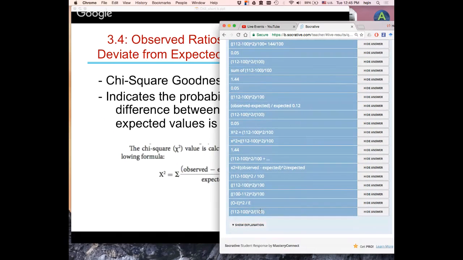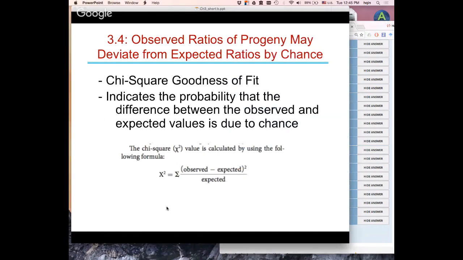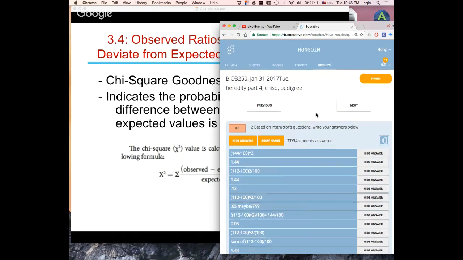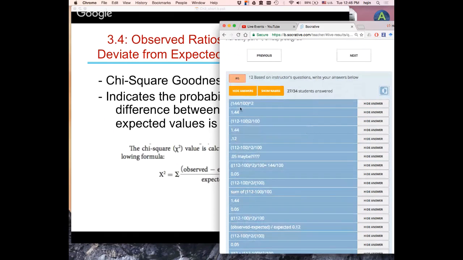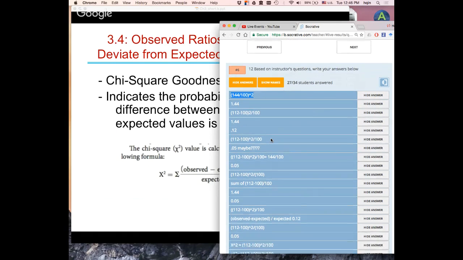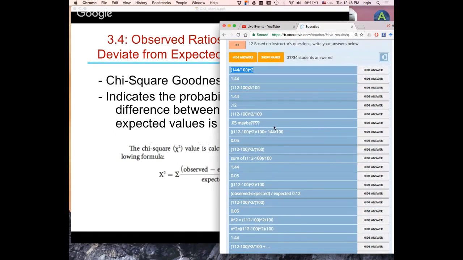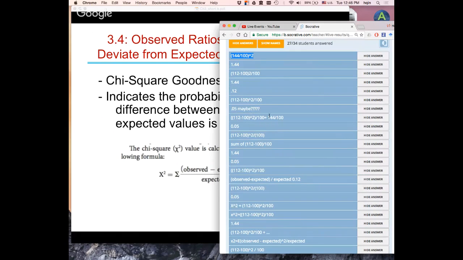Okay, good. You can basically plug in the formula here. Our formula is observed, and observed is 112, expected is 100, divided by 100. You really need to know this formula. Everyone can write the formula, but whoever wrote that one, that's incorrect. 1.44 should be the correct answer. So this is correct.